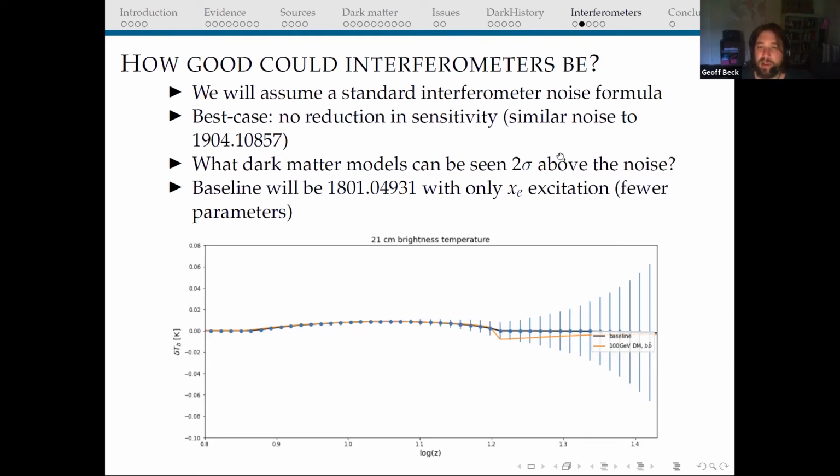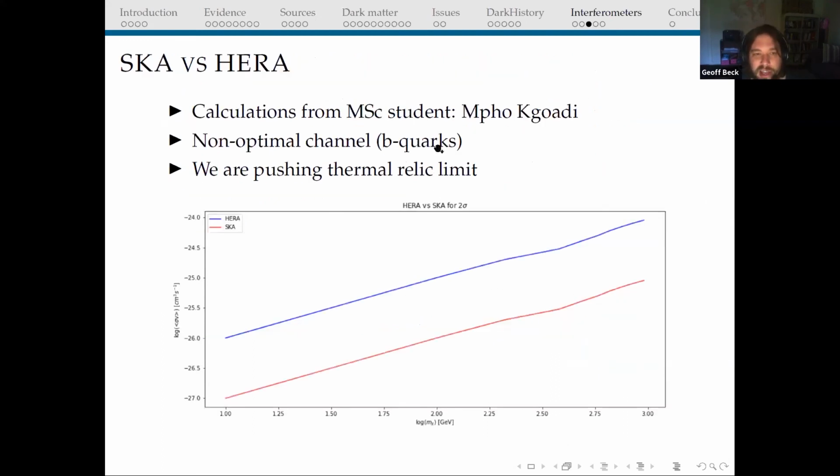And what dark matter models can actually be seen above the noise? So what looks like something different to the baseline model rather than just the baseline model plus your noisy instrument? Okay, and you can see a plot here. We were producing a minimally visible case, the dark matter model here in yellow, the baseline in black, and our noise put over the top. This is for HERA.